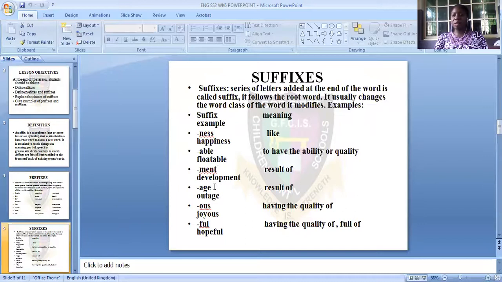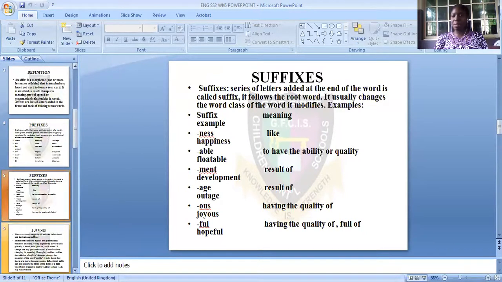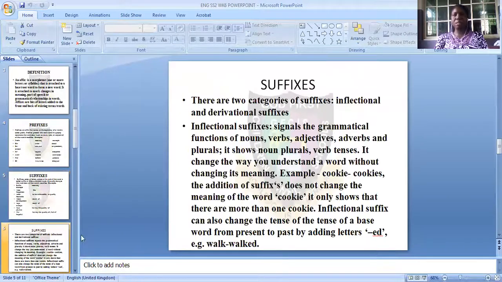When we look at the suffix age, when we add it to the root word out, we have outage. Also, ous is another suffix: when we add it to joy, we have joyous. Ful is another suffix, and when we add it to the word hope, we have hopeful. There are several other examples in your notes, so you can go back to your notes to get more examples and more explanations.